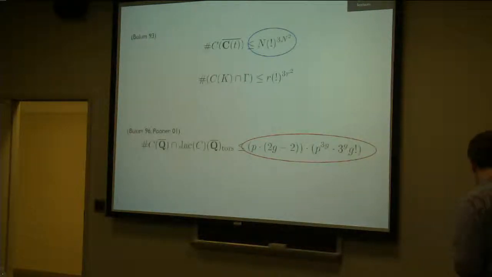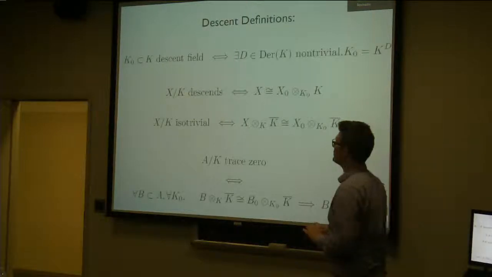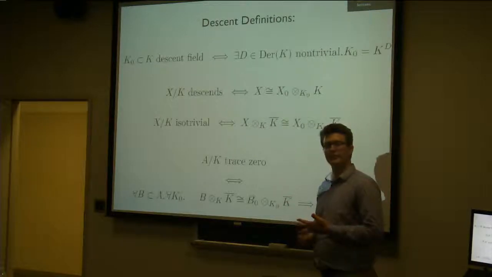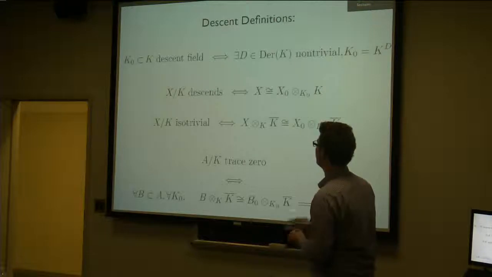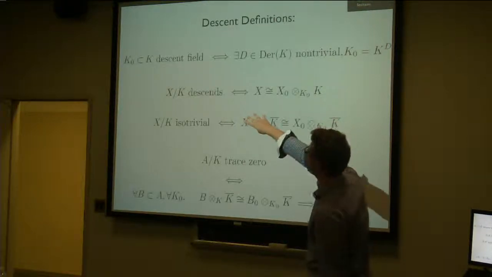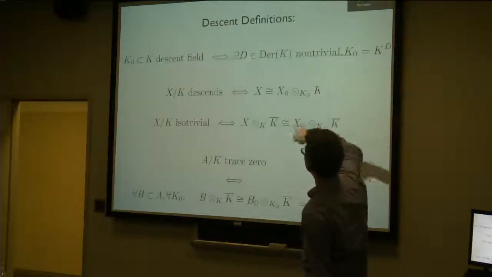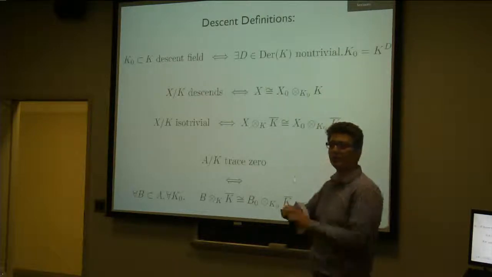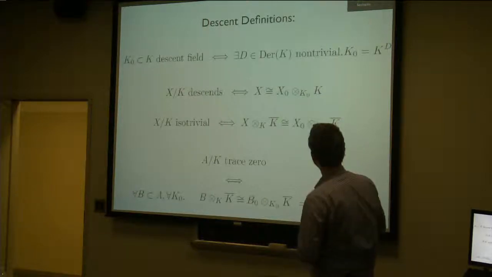Okay, so I'm going to start with the top one. First, I need to talk about descent, and I tried to formulate descent in such a way that it would work for all three different cases. Later on, I think the characteristic P case gets a little messed up. But we're going to call K0 a subfield of K a descent field if there exists a derivation which is non-trivial on K, and K0 is the constants of the derivation. So like, if you do pth powers in characteristic P, this would work.